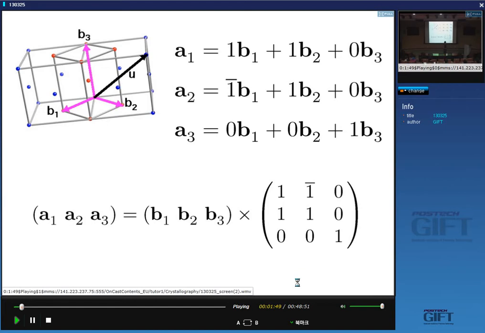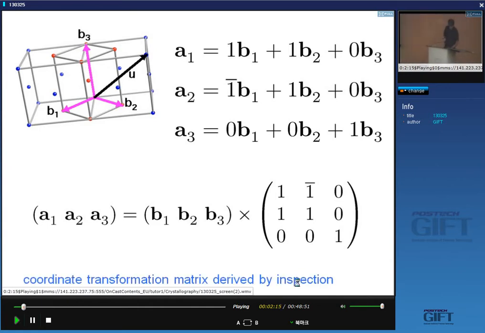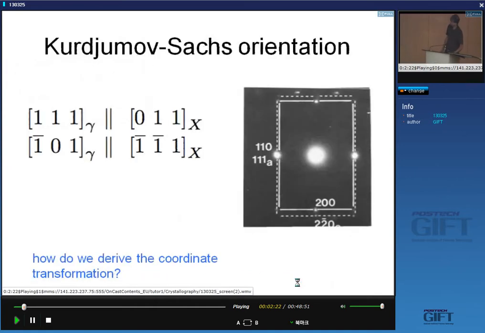I'm going to focus on the most common orientation relationship between austenite and ferrite, which is known as the Kurdjumov-Sachs orientation relationship. Some of you might have heard of that. We'll also go through the orientation relationship between cementite and ferrite, which is known as the Bagaryatskii orientation relationship. This is a case where we can simply derive this by inspecting the diagram, but we need to do this a bit more generally.